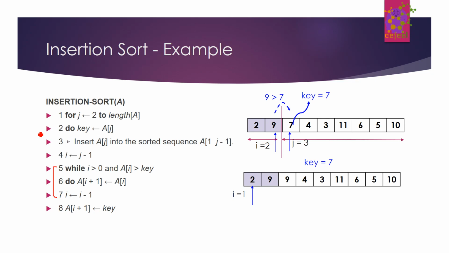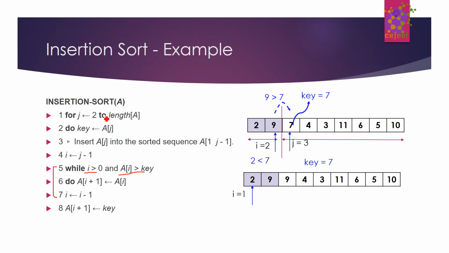And notice how in this loop, rather than the previous one, we have to do again a comparison between a[i] and a[j], because i is still greater than 0. And let's see if a[i] is greater than key. So a[i] is 2, 2 is less than key.